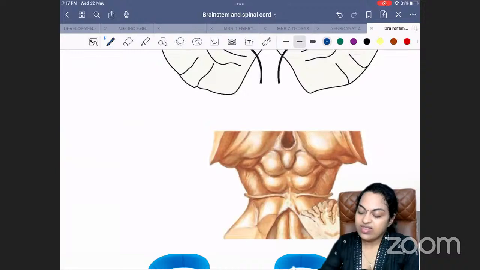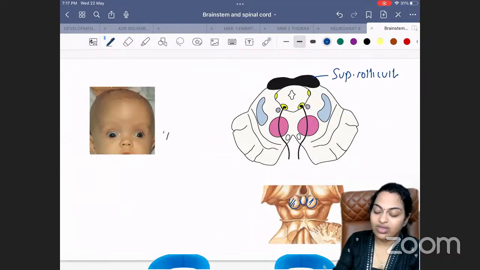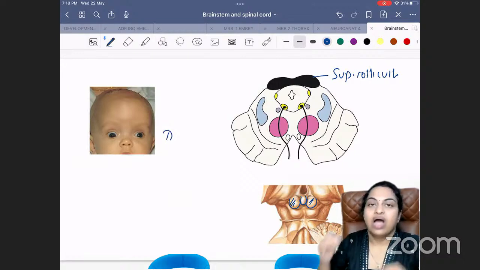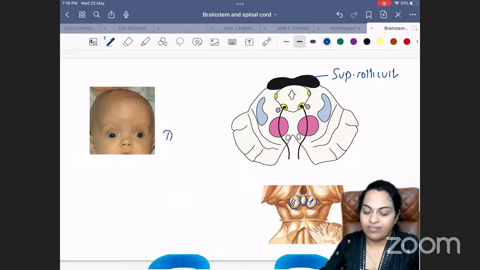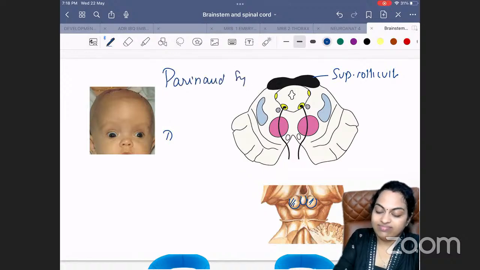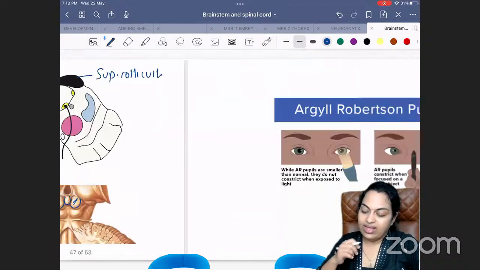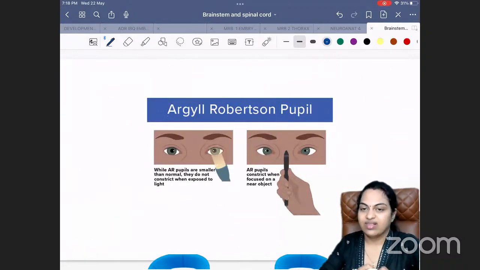Okay, so this is the pineal gland. A tumor of the pineal gland can compress the superior colliculus and the person will have difficulty in looking up. The upward gaze is frozen. This is called Parinaud syndrome. Okay, Parinaud syndrome.